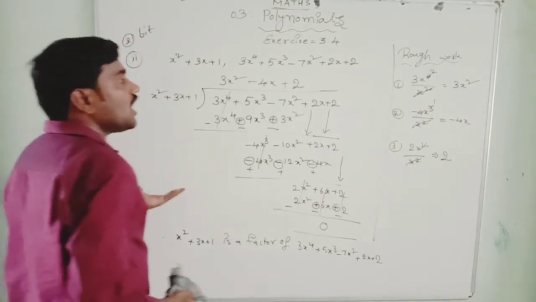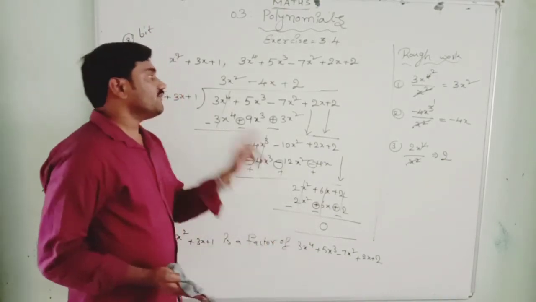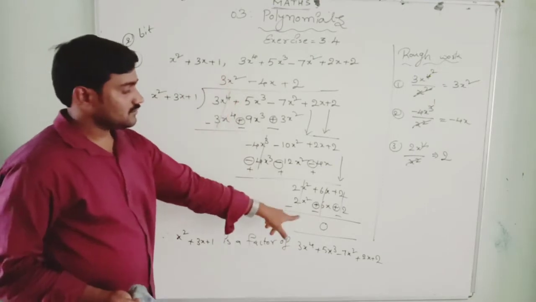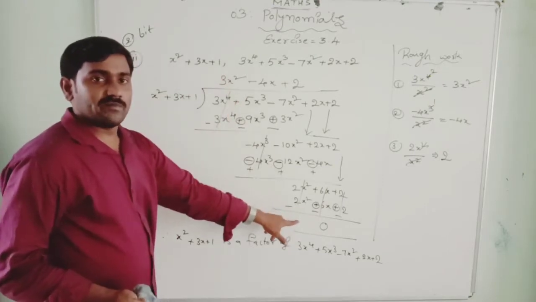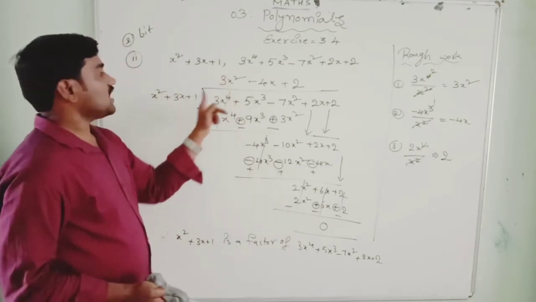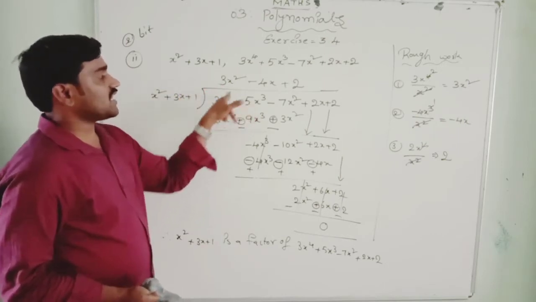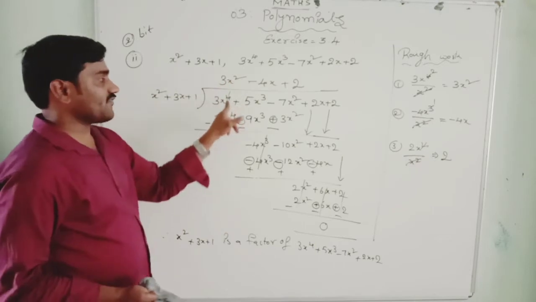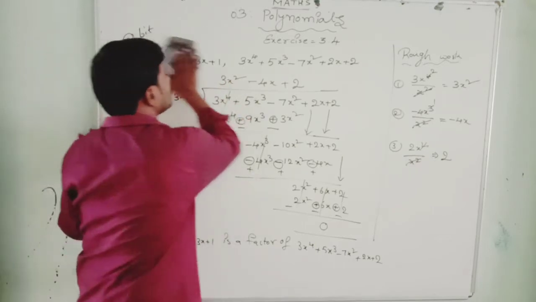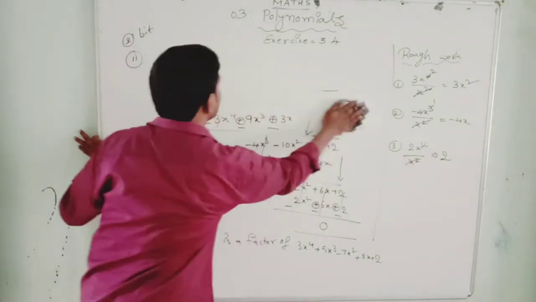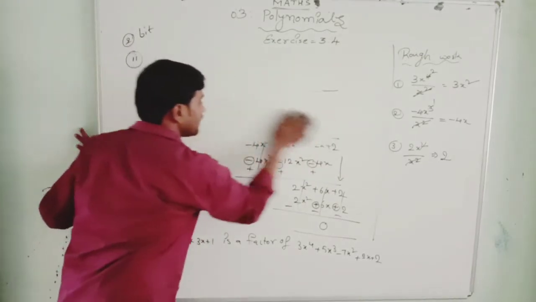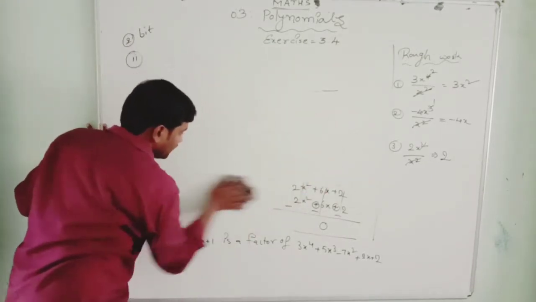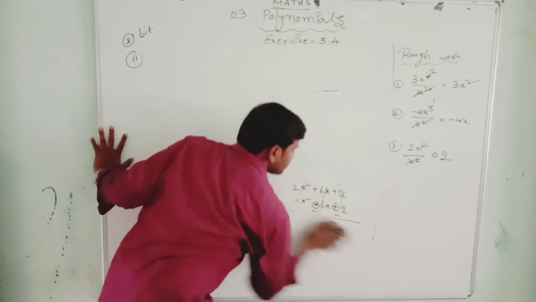Yes, they are factors. How can we decide it is a factor? Because when we divided this, we got remainder 0. If the remainder is 0, these two are factors of this dividend. This divisor and quotient are factors of the dividend. So we have completed this. Now we go for the next question of the same bit.